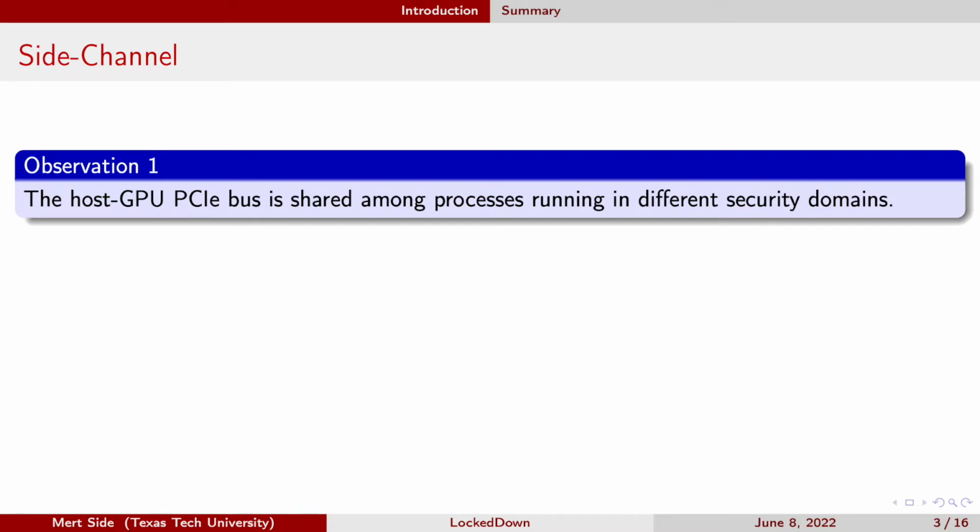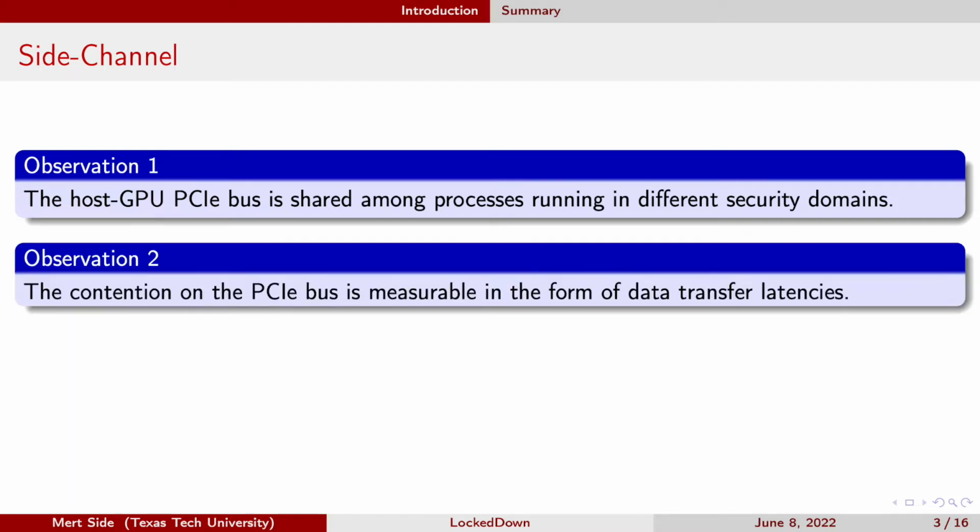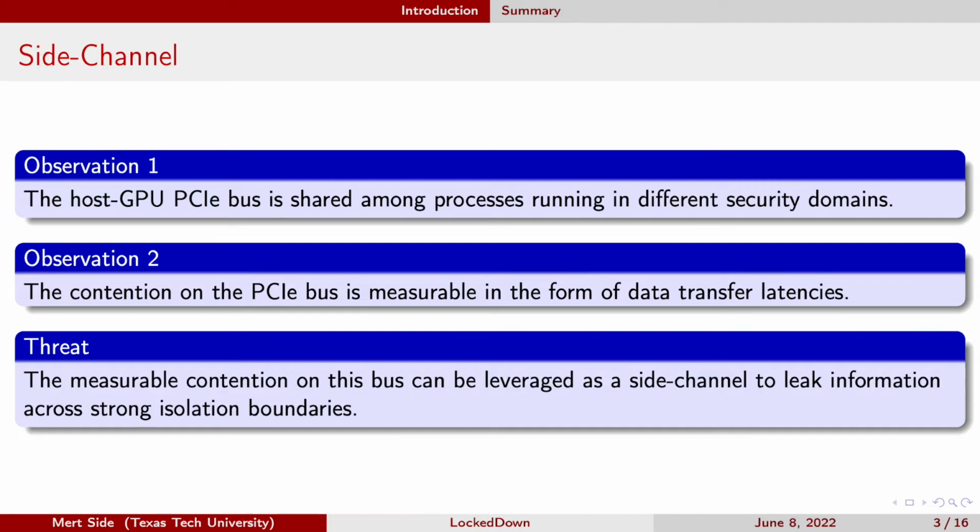Our side channel shows that the host GPU PCIe bus is shared among processes running in different security domains, such as virtual machines, and the contention on the PCIe bus is measurable as a data transfer latency. We leverage the measurable contention on this bus to leak information across strong isolation boundaries.